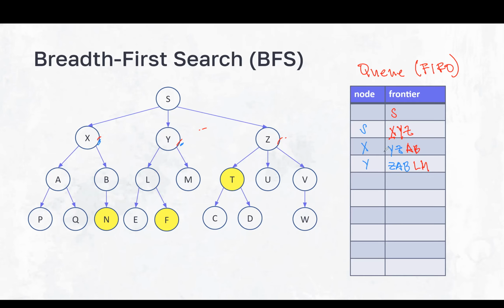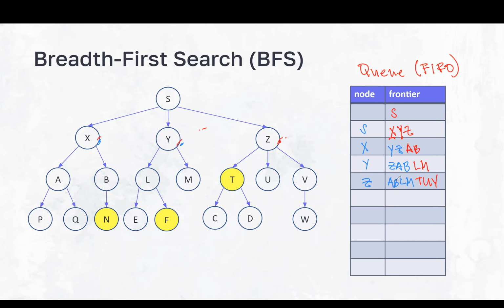And then we do the same process again. The next one in line is Z. So let's check Z. Z contains T, U, and V. So basically, if you dequeue or remove Z, we need to insert T, U, and V. Let's first rewrite the remaining nodes in our frontier, which are A, B, L, and M. Then insert T, U, V at the end.